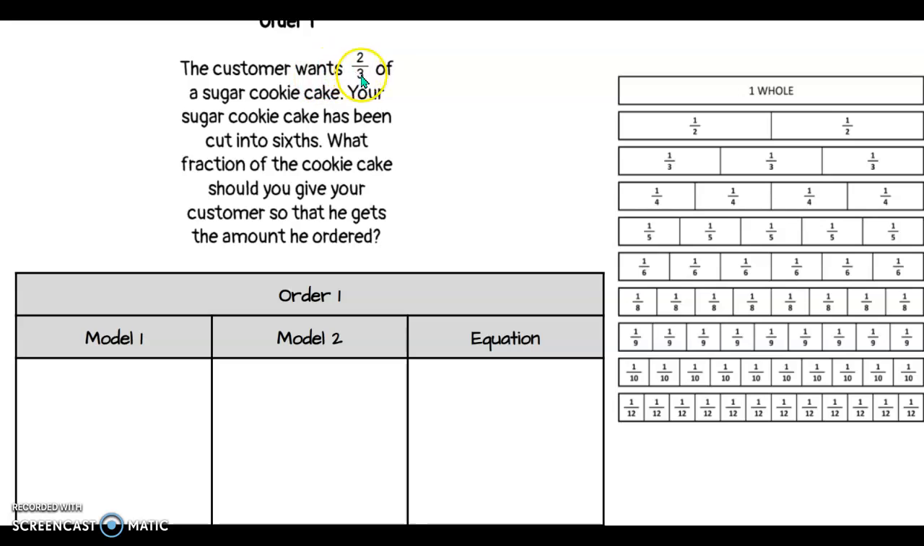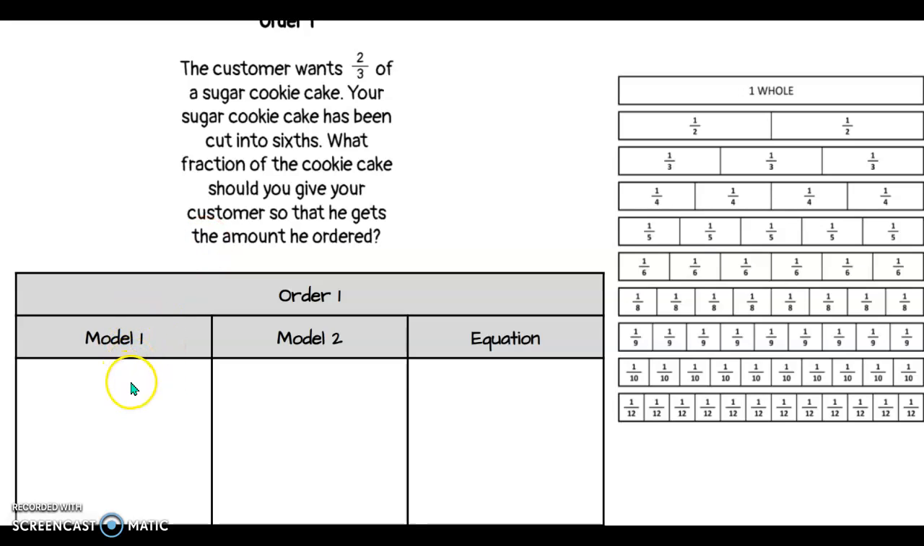The customer wants 2/3 of a sugar cookie cake. Your sugar cookie cake has been cut into 6ths. What fraction of the cookie cake should you give the customer so that he gets the amount he ordered? Well, we know we started with 2/3, so let's go ahead and model that first. So I'm going to model 2/3.